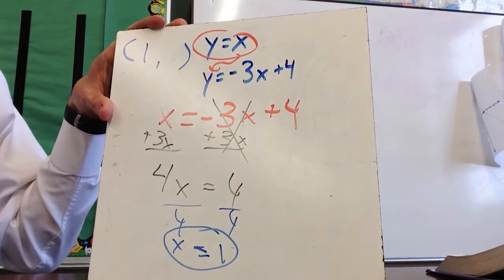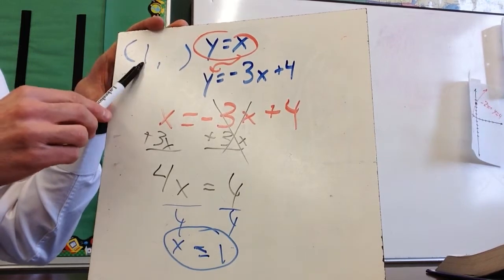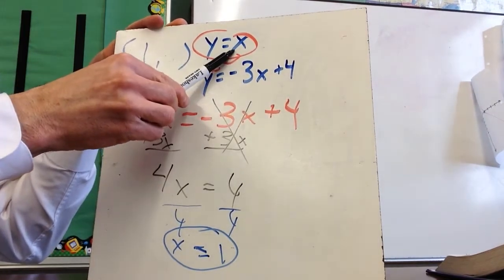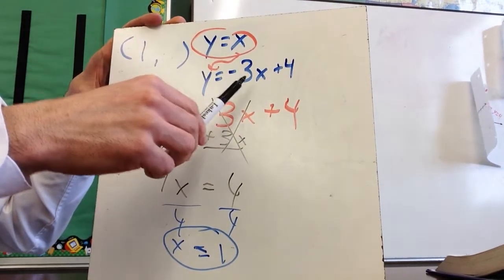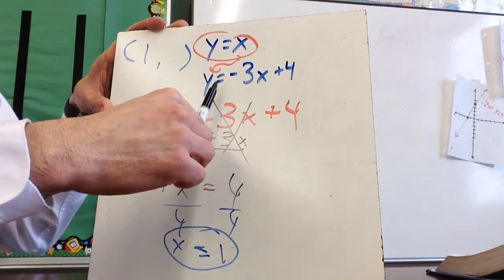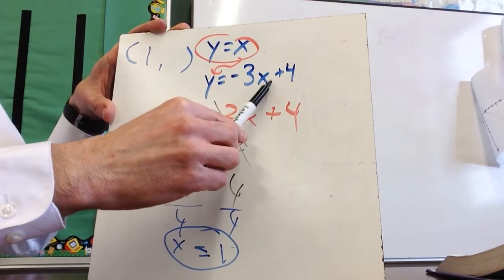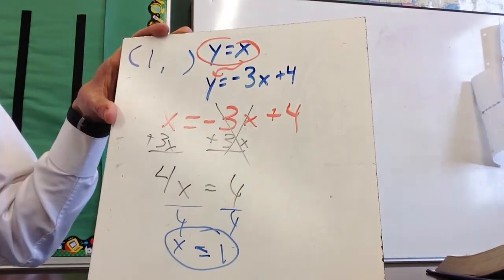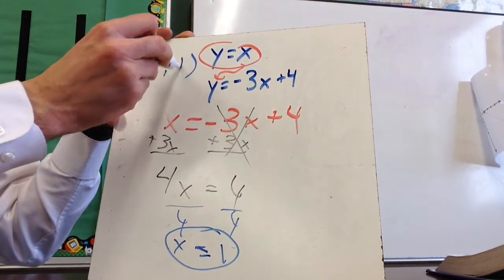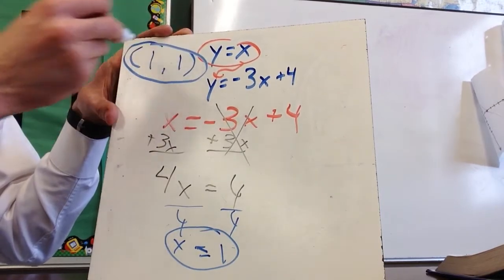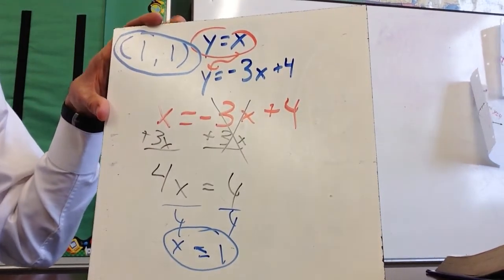Now I need to figure out what y is. There's a couple ways to do it. The easiest way would be to take this 1, substitute it into there, and I know that y equals 1. Or I could substitute it into here. Y equals negative 3 times 1, so that's negative 3 plus 4, which is 1. Either way, I should get that y equals 1, which means my point of intersection should be 1, comma 1.